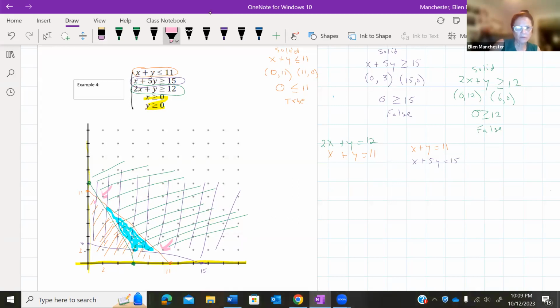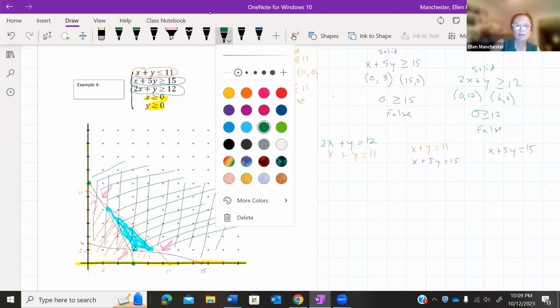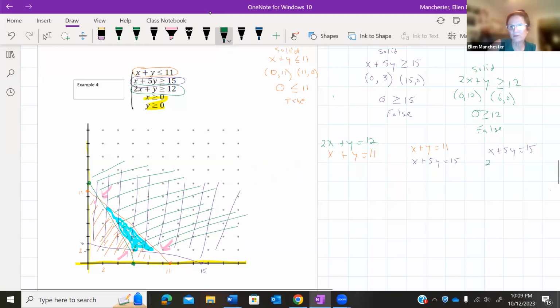And then the last one is here, where the green and the purple cross. So the purple is x plus 5y equals 15, and the green is 2x plus y equals 12. Okay, so we have 3 systems that we have to solve for. 3 different corner points. And that's the only way to find them.